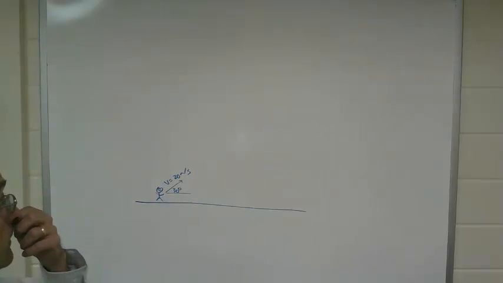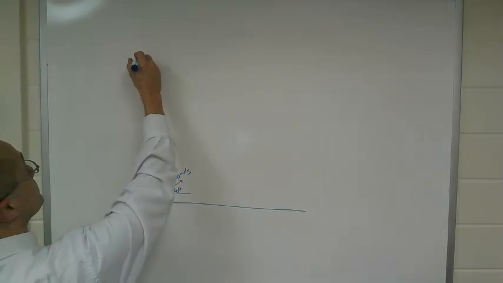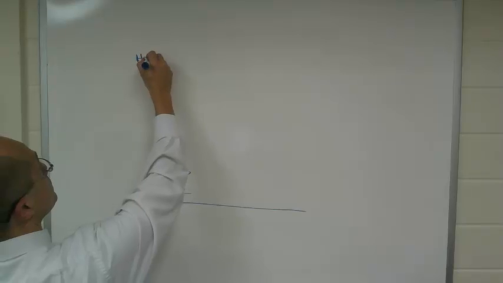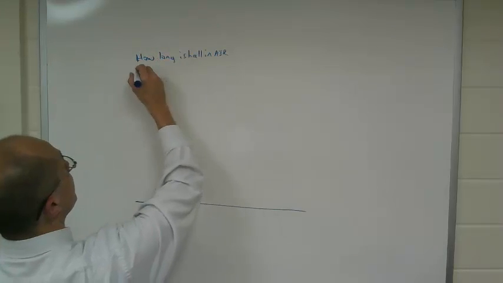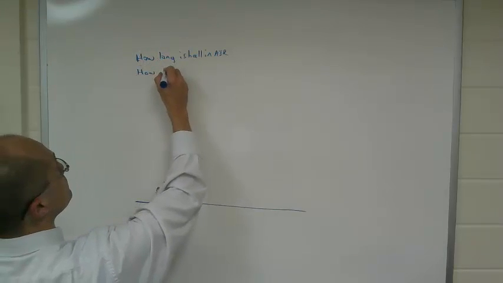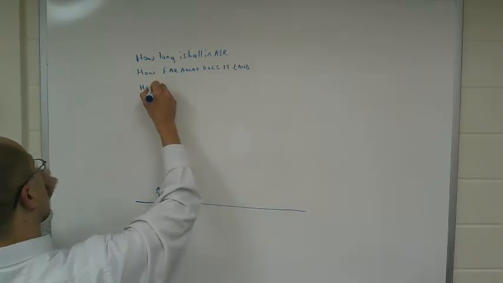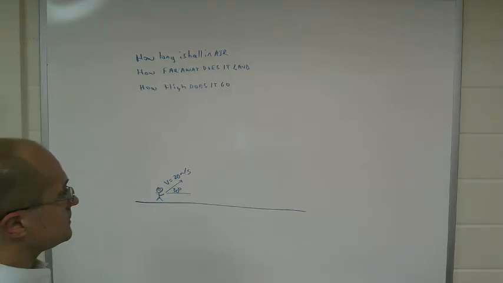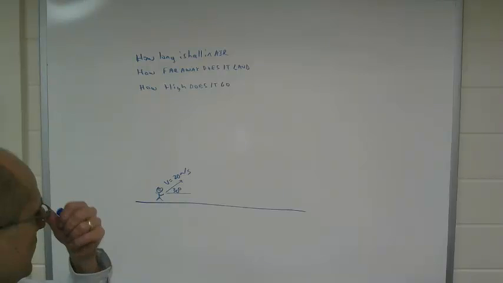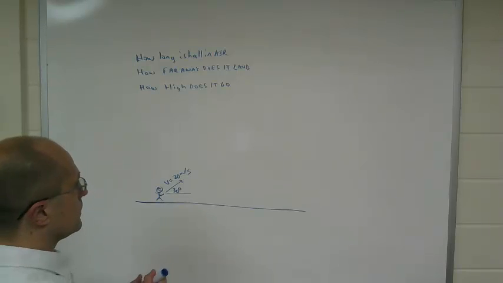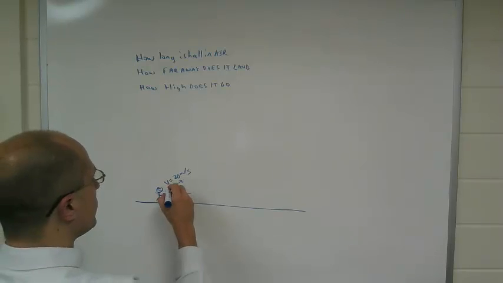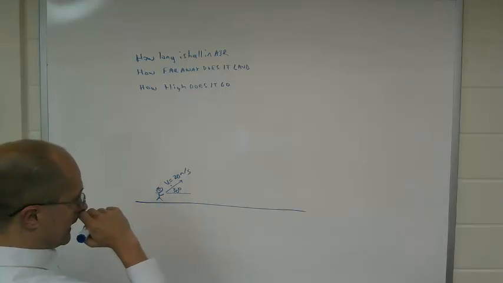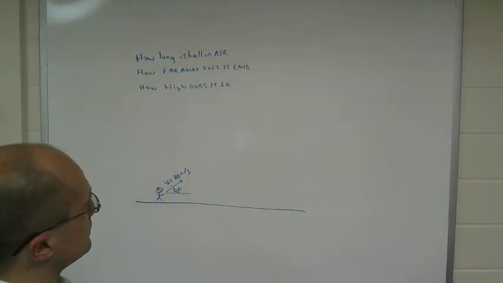So the questions that we usually get asked out of this is, how long is the ball in the air? How far away does it land? How high up does it go? And you'll be given maybe this much information. And it doesn't seem like a lot, but we do have quite a bit of information. So what do we know? We know our initial velocity is 20 meters per second, and it's at an angle of 30 degrees.